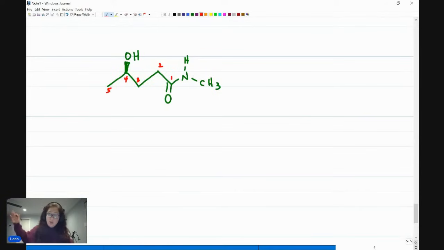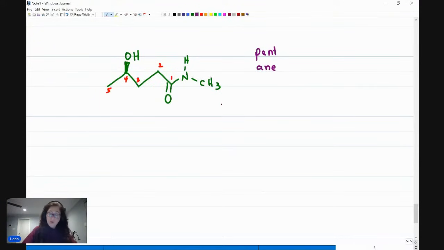Instead of trying to name the whole thing and getting overwhelmed, let's go one step at a time. I have 5 carbons in my parent chain. That is a first name of pent. Only single bonds gives me a last name of ane.